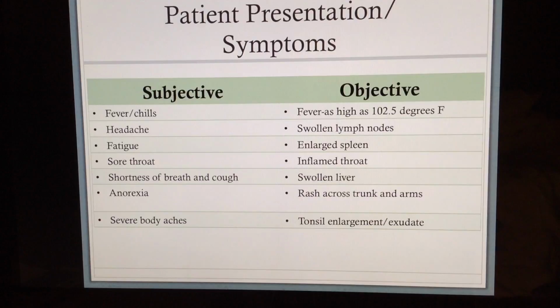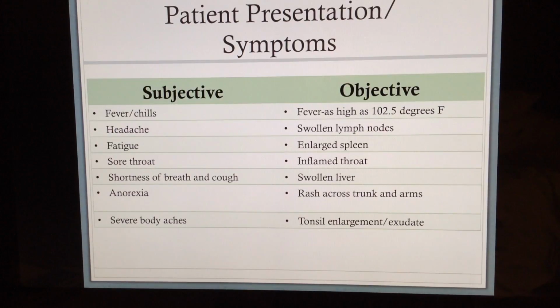The patient might complain of headache. Fatigue is a big one. Sore throat is a big one. They might have pus or redness in the back of the throat. Shortness of breath and cough is rare. Anorexia, they have a sore throat, they don't feel like eating, and severe body aches.